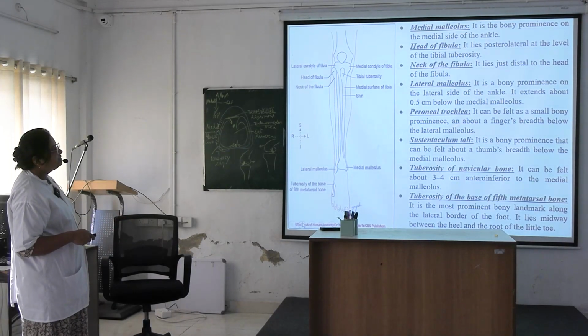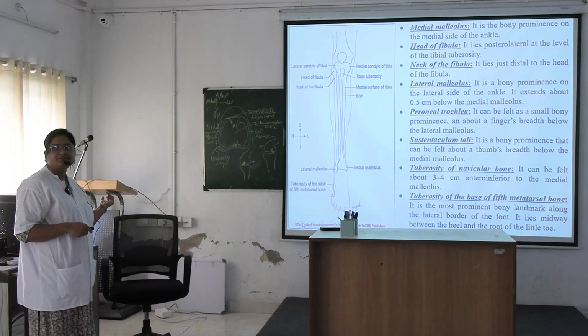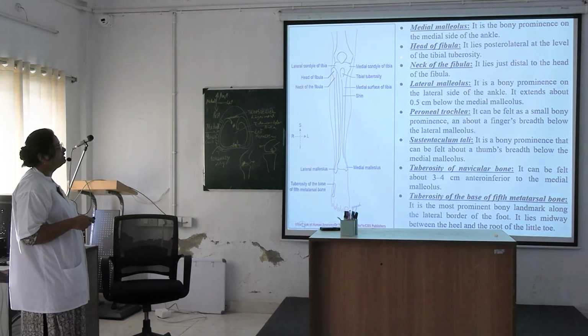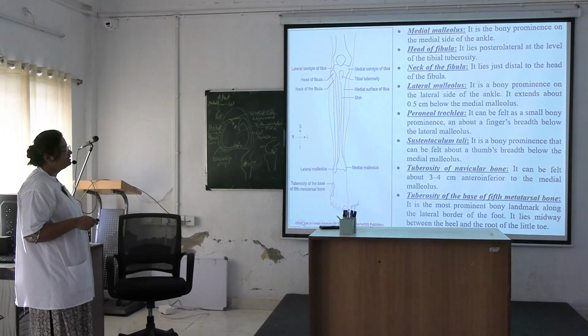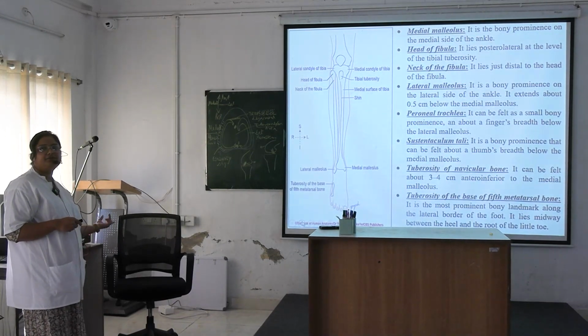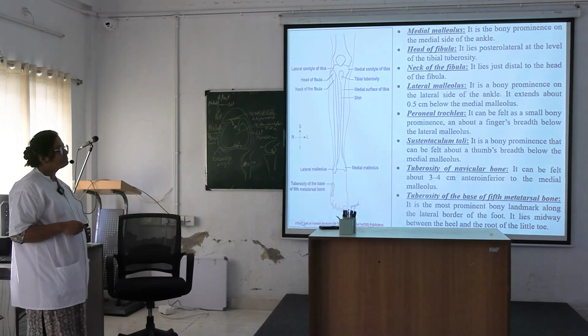Next is peroneal trochlea, and also surface marking comes from these points. All these are important: head of fibula, medial malleolus, lateral malleolus. Tibial tuberosity, all these are important for your surface marking.